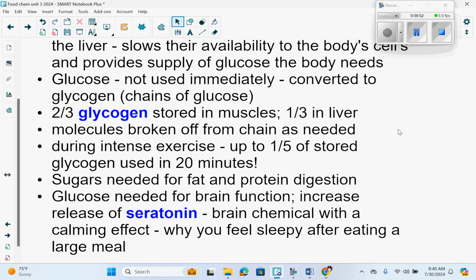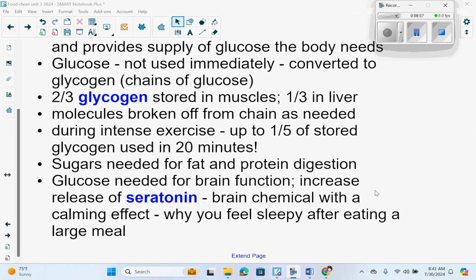Glucose is needed for brain function. It increases the release of serotonin, which is a brain chemical with a calming effect. This is why you feel sleepy after eating a large meal.